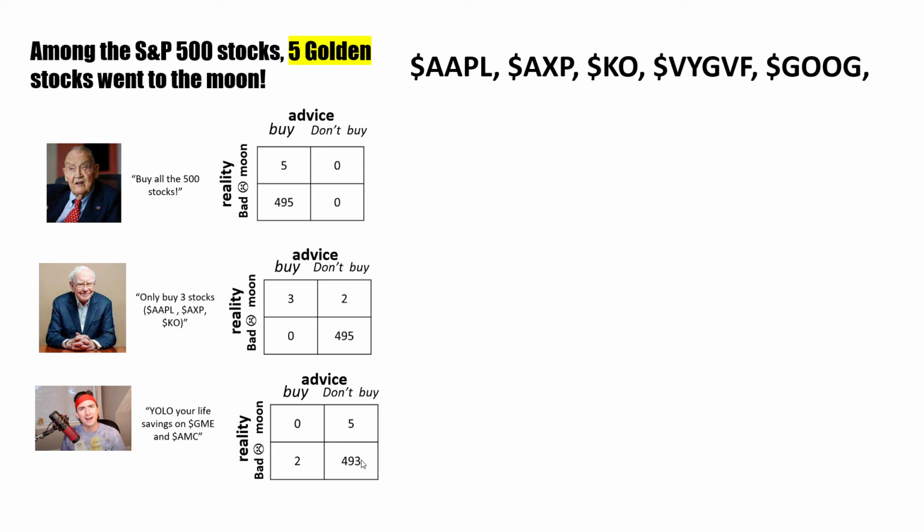Now that we have created these confusion matrices, we can go and calculate the accuracy. Accuracy is what percentage of the stocks that were recommended to you were actually good. And that is basically the sum of the values on the diagonal divided by 500. In this case, it would be 5 plus 0 divided by 500, in other words, 1%. For Warren Buffett, it would be 3 plus 495 divided by 500. This is 99.6%, quite a high accuracy.